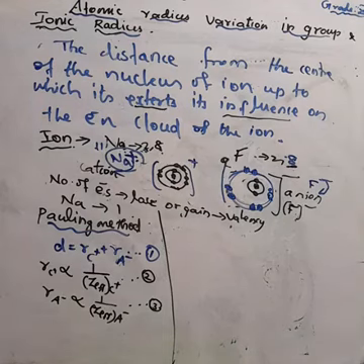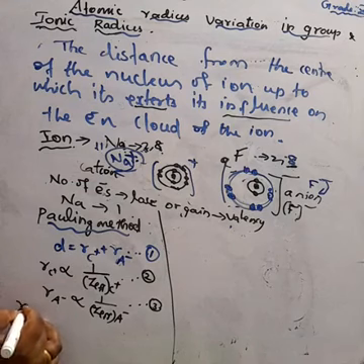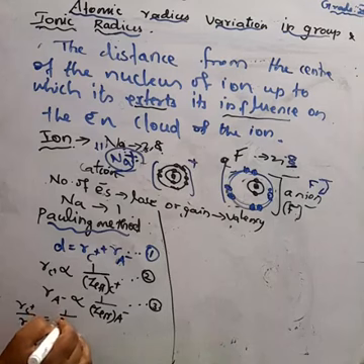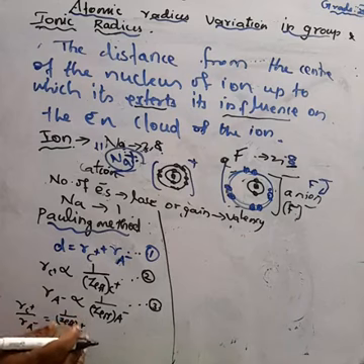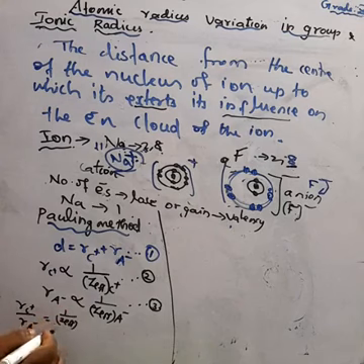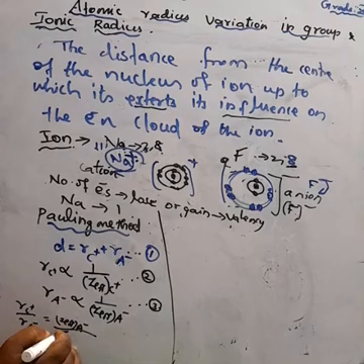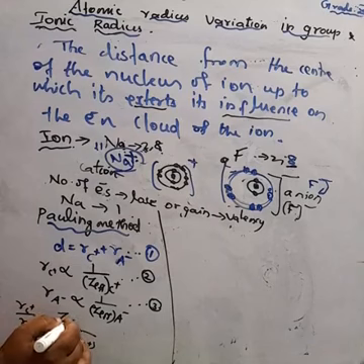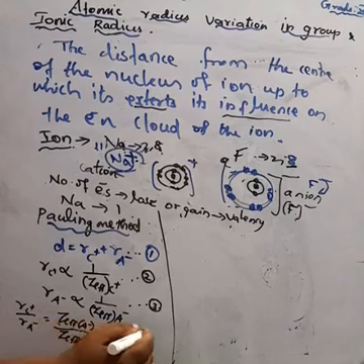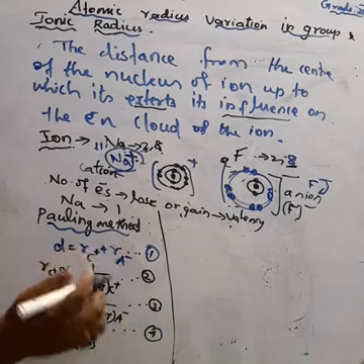By dividing these two equations, Rc plus by Ra minus is equal to 1 by Zeff A by 1 by Zeff C plus. When we are dividing, this will go here, this will come here. So Rc plus by Ra minus is equal to Zeff A minus by Zeff C plus. Understood?